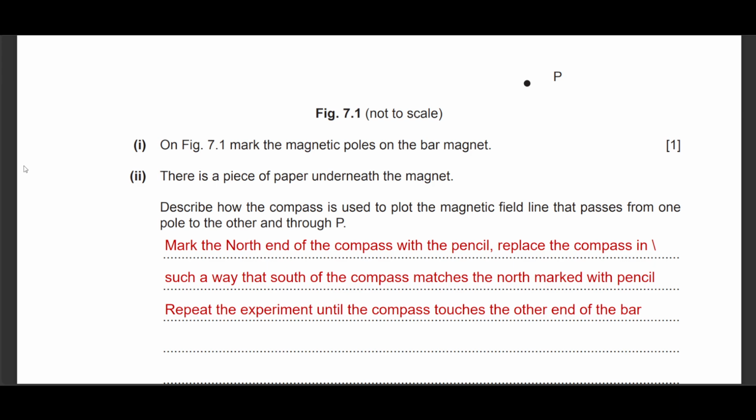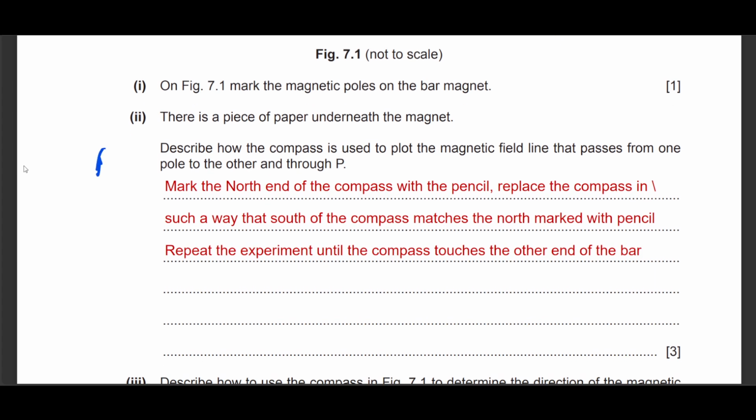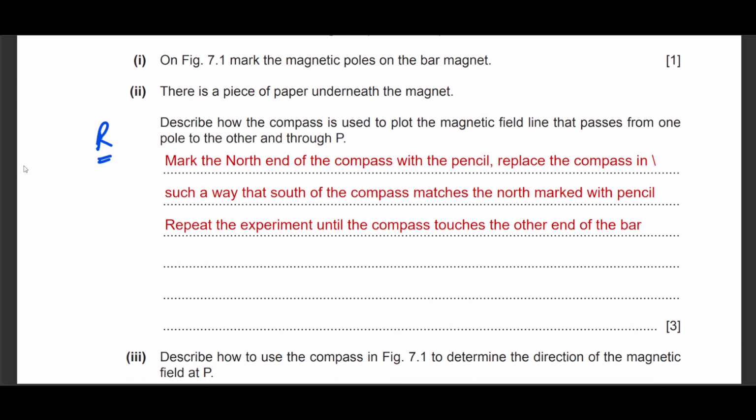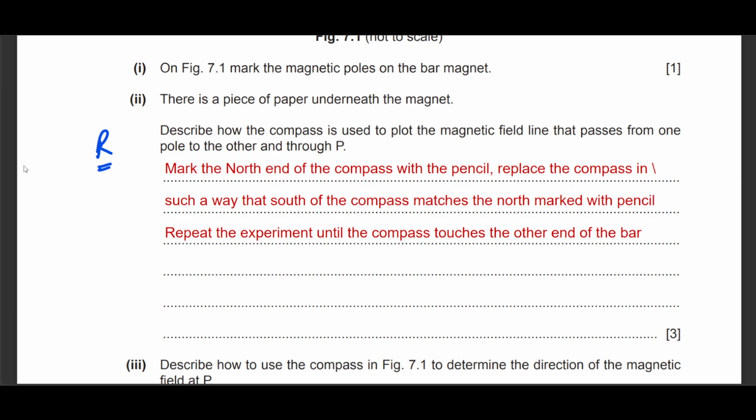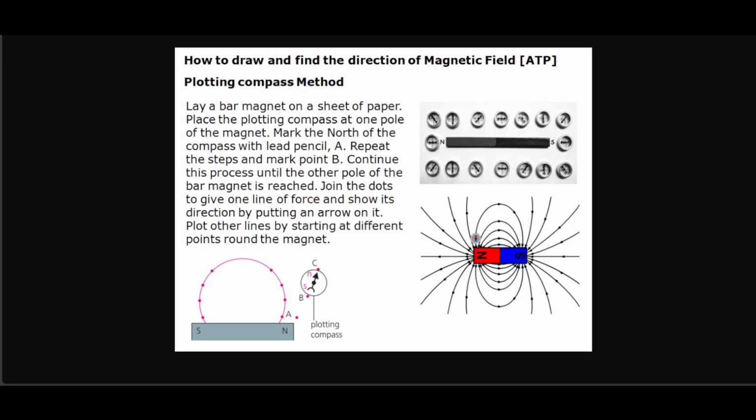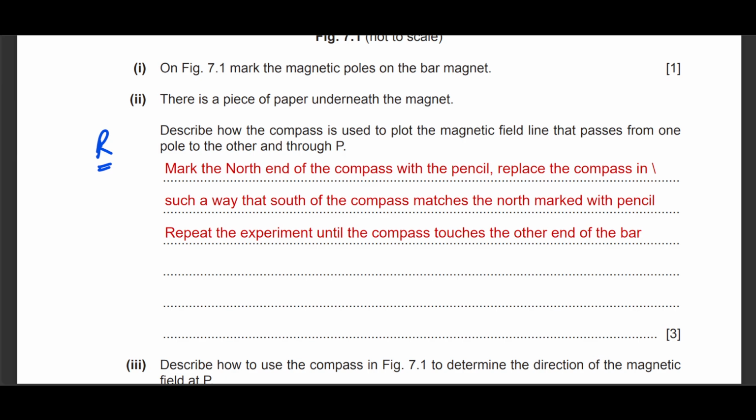Describe, okay, there is a piece of paper by the magnet. Now, this is a common question in terms of ATP and a repeated question: how to draw a field line from one point to the other point. So I'm going to show you the answer to the question. This is what we generally write down for the examiner for this question. You can pause the video, make notes of this image, and you can write this down as your answer in the question.